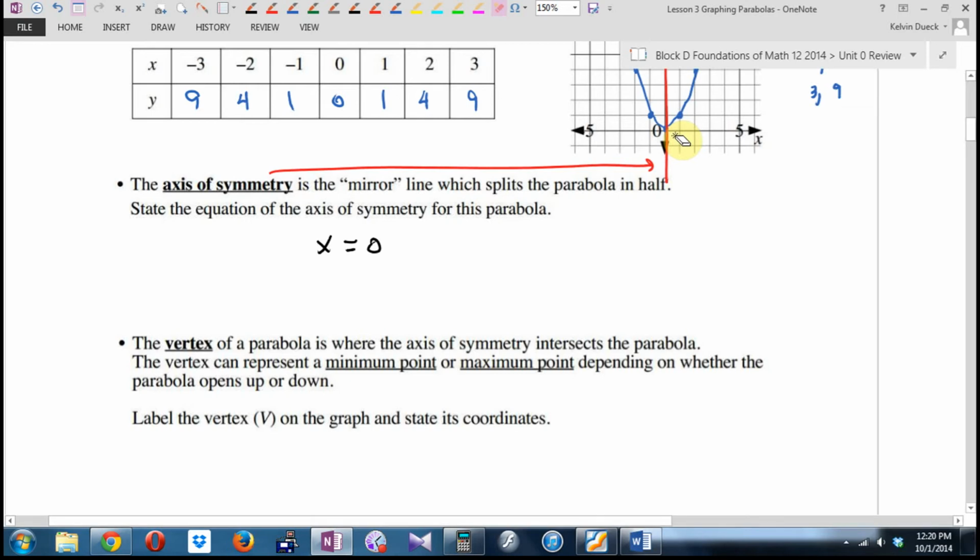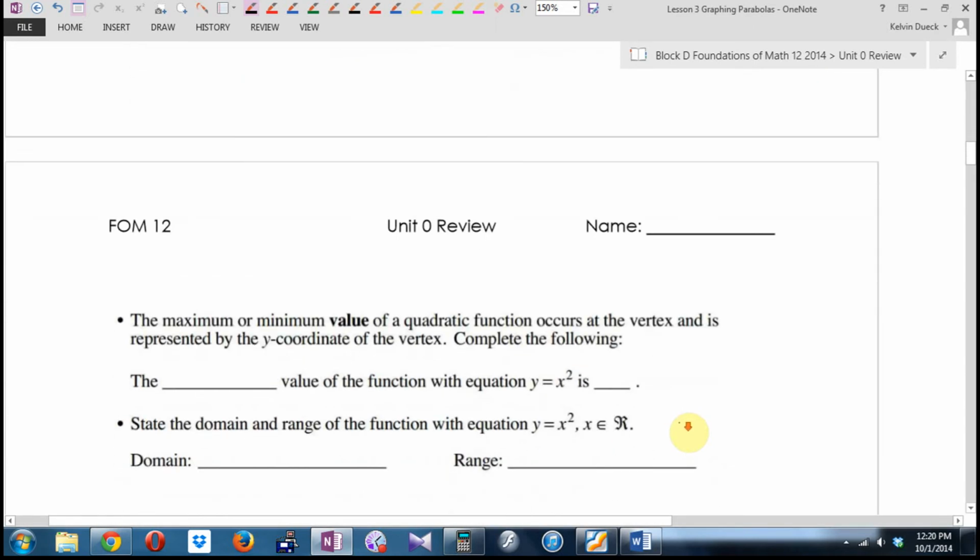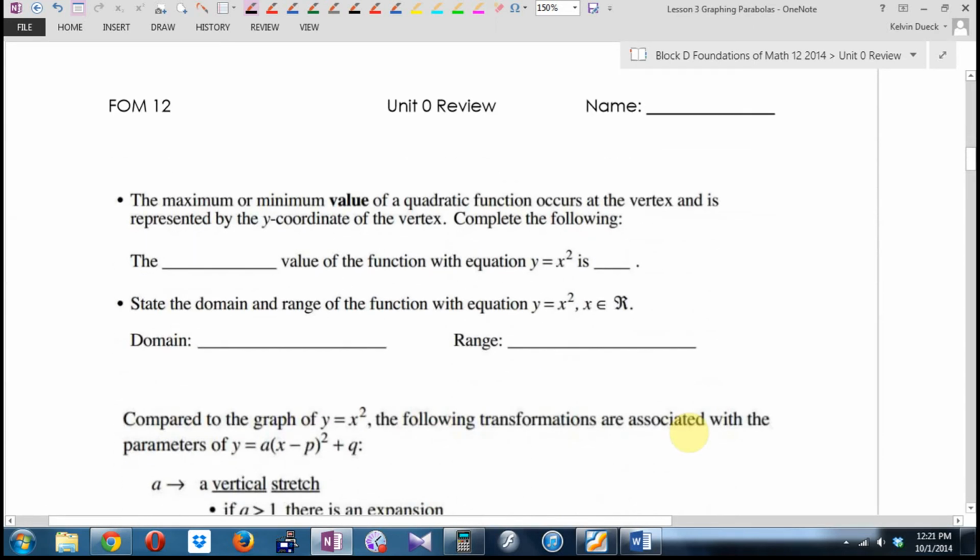Label the vertex on the graph with a big V, and state its coordinates. What is the vertex of this parabola? What, comma, what? 0, 0. The most basic parabola. The most basic parabola goes through 1, 1, 2, 4, 3, 9. It has a vertex of 0, 0, and an axis of symmetry of x equals 0. And the rest is just moving around from there. The maximum or minimum value of a quadratic function occurs at the vertex, and it's represented by the y-coordinate.